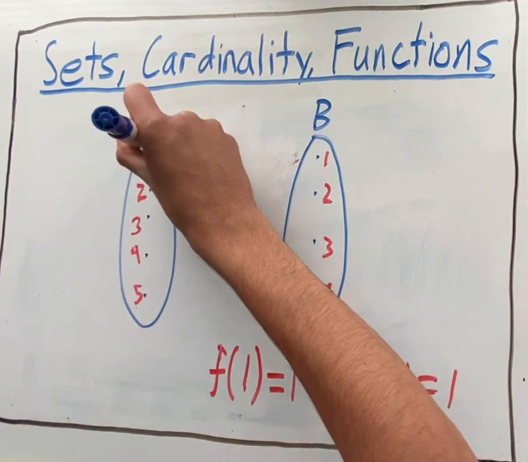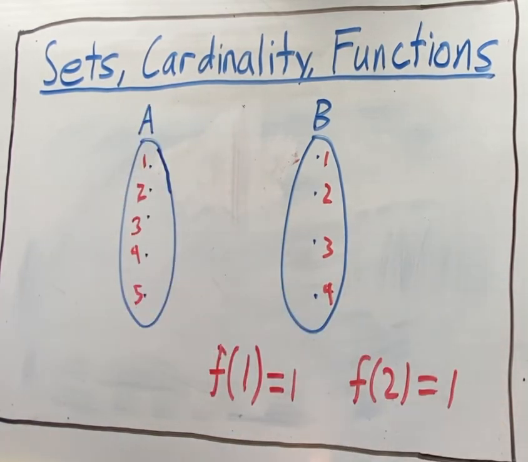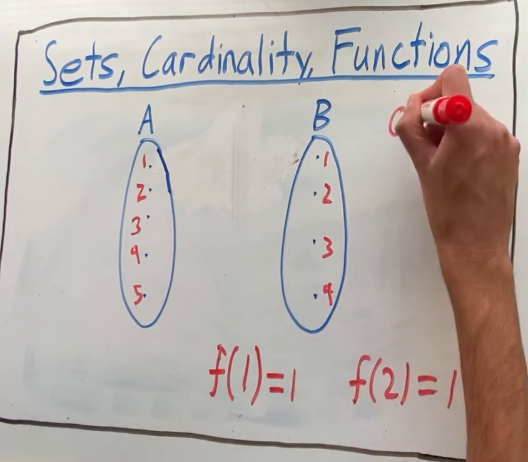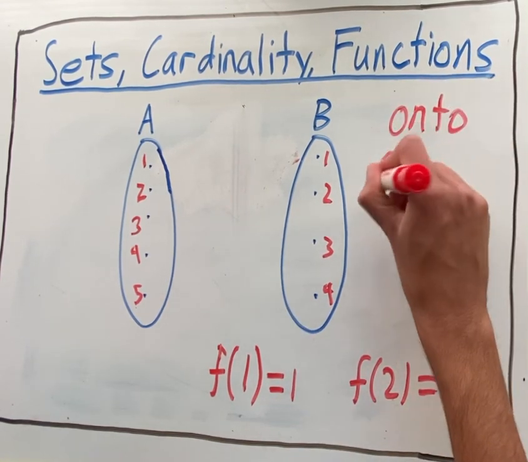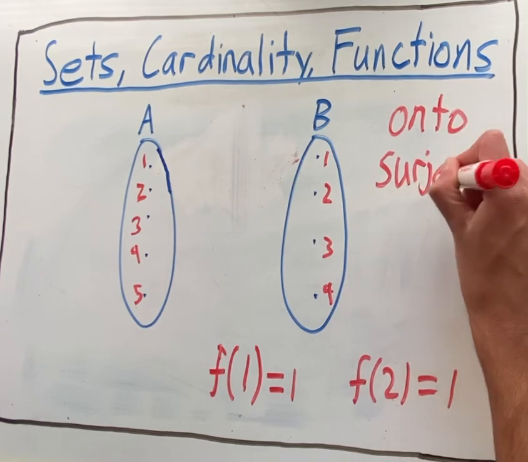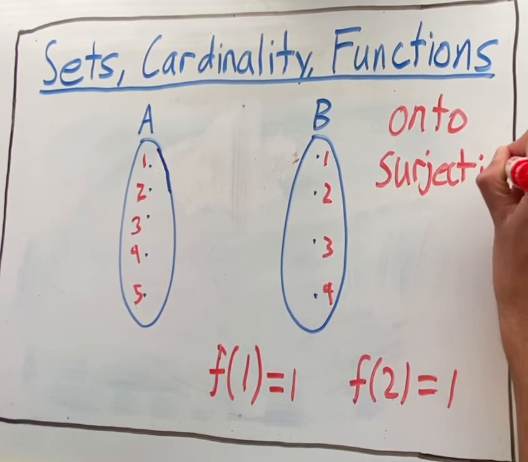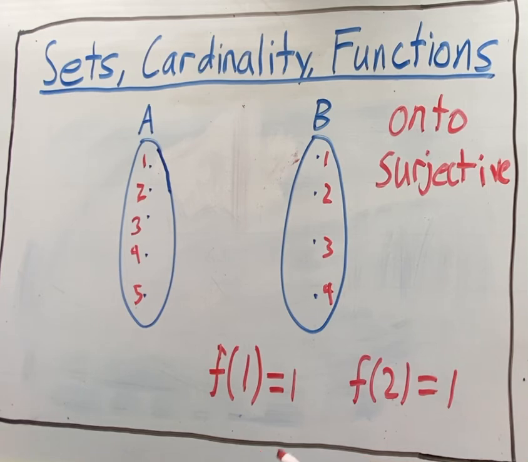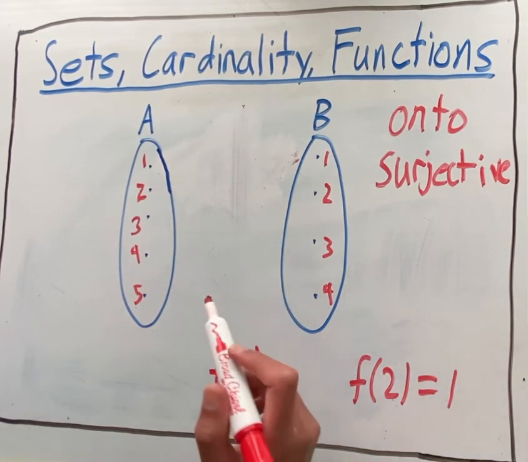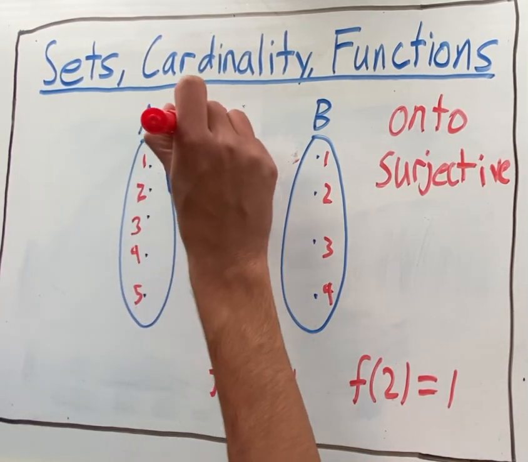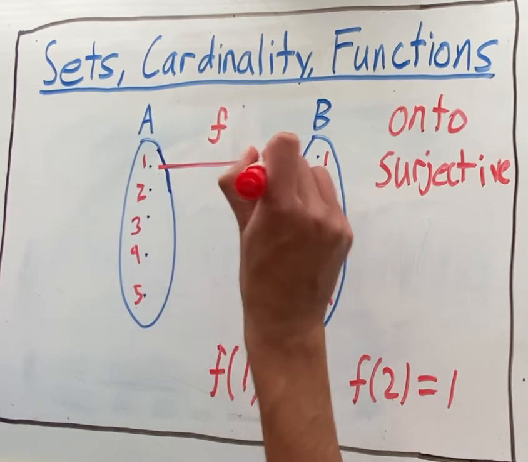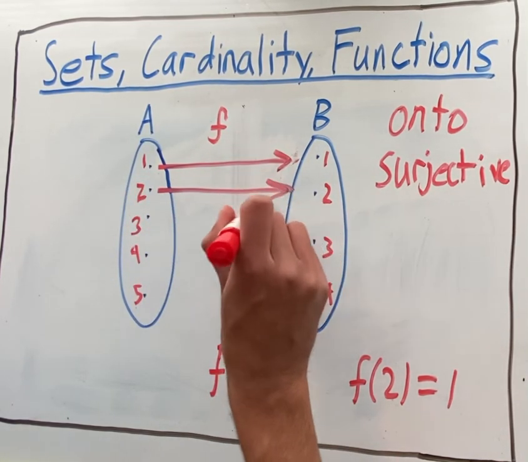So one term we can talk about is onto, or surjective. So a function can be onto or surjective. And what does this mean? So let's write another function f and demonstrate it with these arrows.